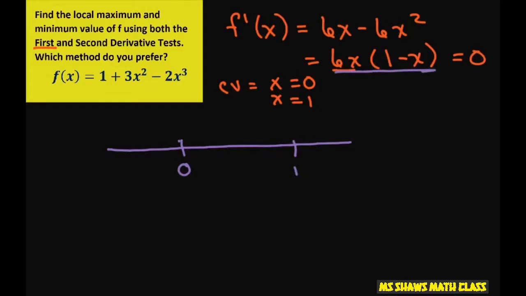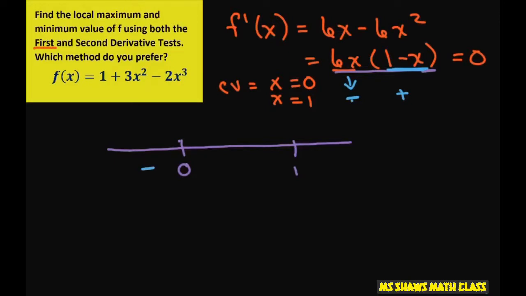So let's plug in a value that's less than 0. So let's plug in negative 1. So you plug in negative 1 here, you're going to get negative. If I plug negative 1 in this piece, I get positive. So negative times a positive is going to be negative.